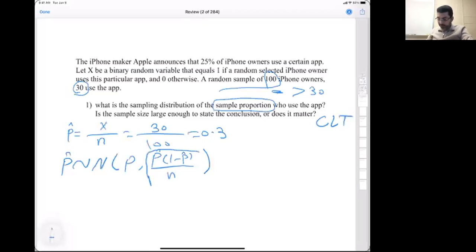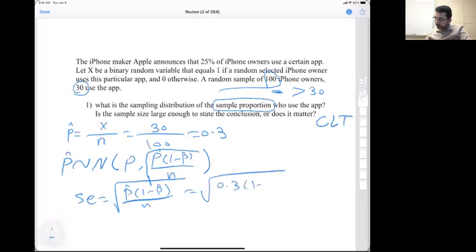So from this equation, we need to find the standard error, as you can see here. The standard error is the square root of P hat times 1 minus P hat divided by N. So we have here 0.3 times 1 minus 0.3 divided by 100, so it's 0.0458. So this is the standard error, as you can see.